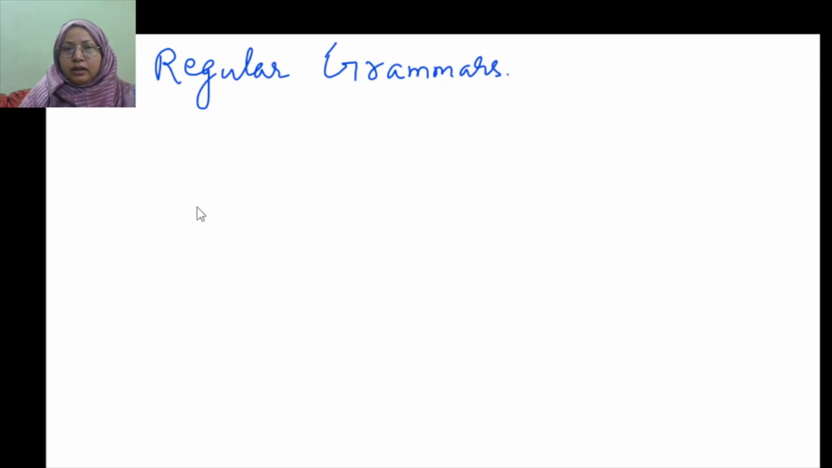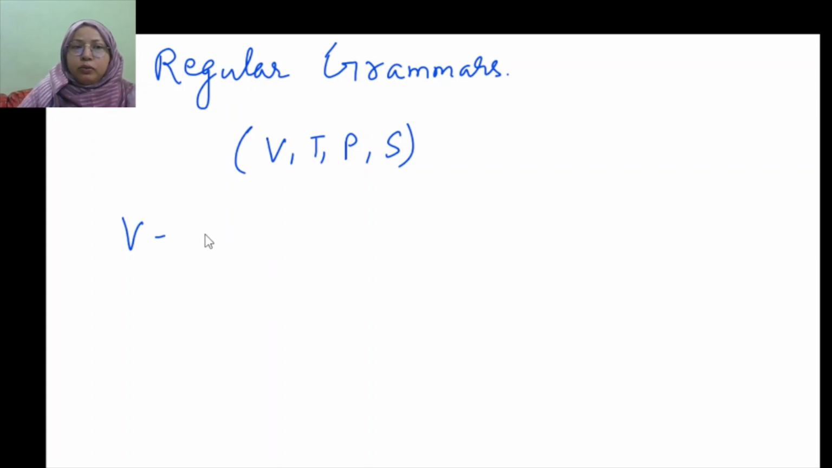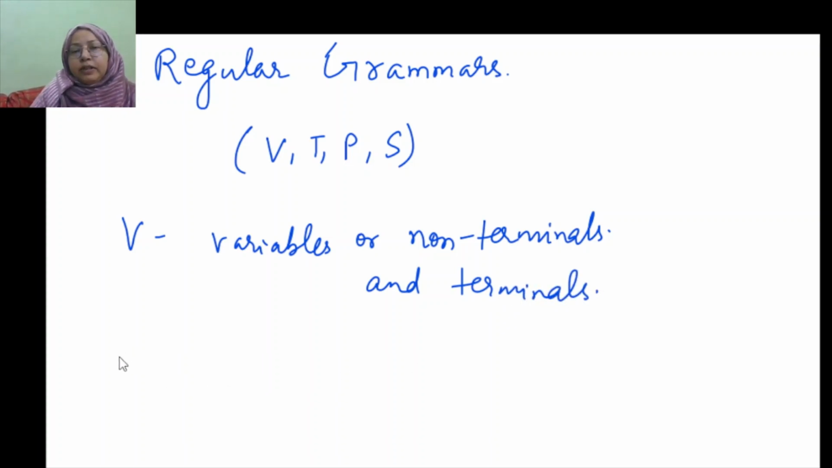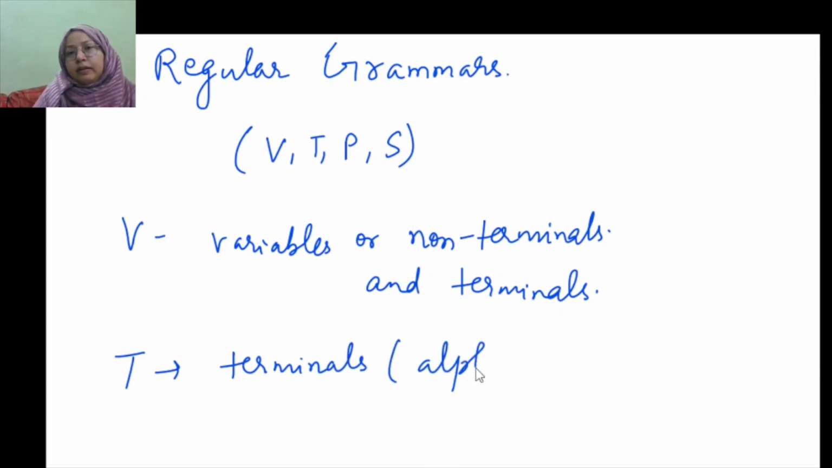Regular grammar is denoted by a quadruple, which is a set of four tuples, that is V, T, P, S, where V is the rule alphabets, or you can say it is variables or non-terminals. And it will also contain terminals. Then we have T. T is only terminals, that is alphabets. You will see that this will be in small letters.